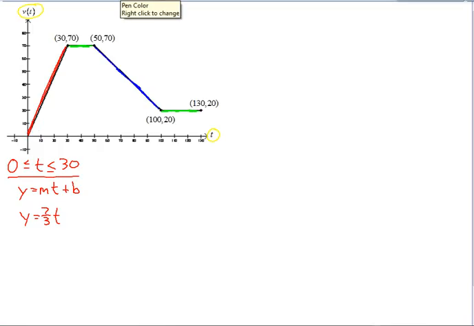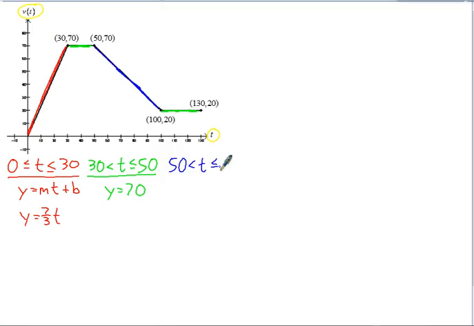Then the second piece starts at a t value of 30. We already included it here, so we don't have to include it here. And it stops at a t value of 50. I'll include it here, so I don't have to include it later. Then this one's just a horizontal line, so it's y equals, in this case, 70. Then the next piece starts at 50. We already included it on this piece, so we don't need to include it here. And it stops at 100.